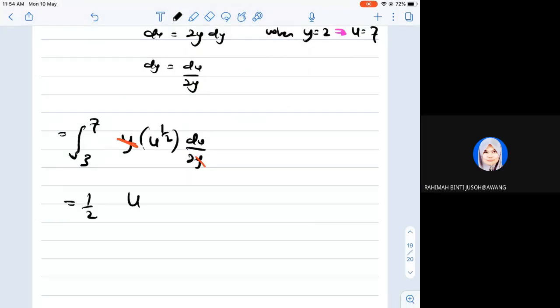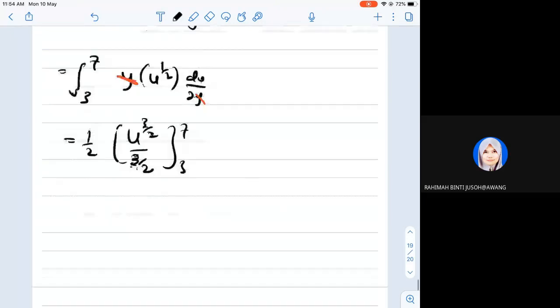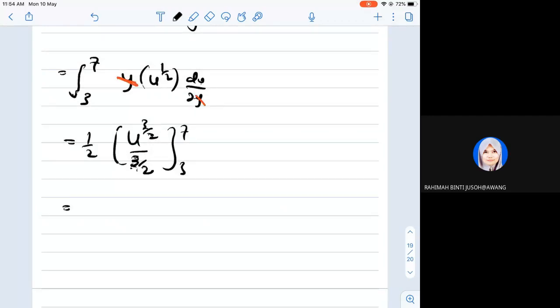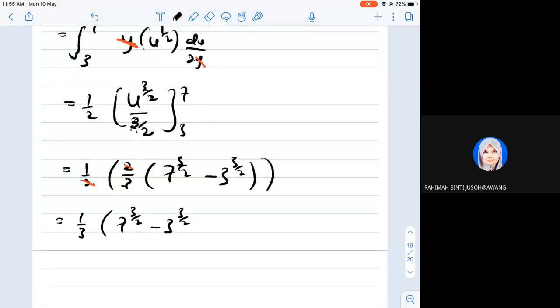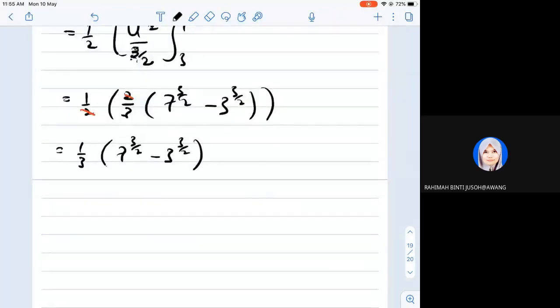1/2. U kuasa 3/2 per 3/2 lah sama. Substitute 3, 7. So you akan dapat 3/2, 2/3 naik atas, 1/2 darab 2/3. Lepas tu 7 kuasa 3/2 tolak 3 kuasa 3/2. Gitu. 1/2 ni cancel habis. 2 dengan 2 jadi 1/3. 7 kuasa 3/2 tolak 3 kuasa 3/2 ni maintain lah. Tak nak kecilkan dah. Okay, so solve.